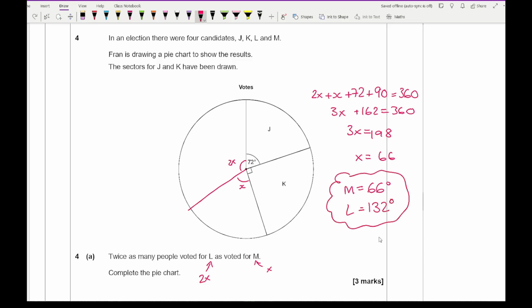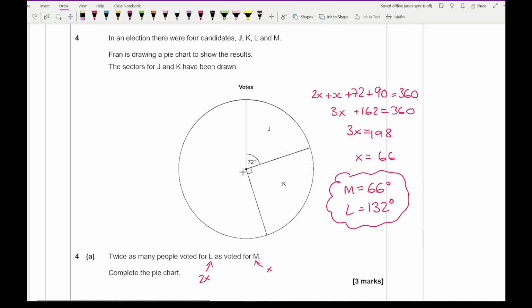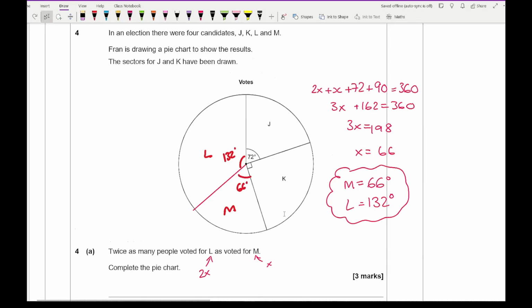So all that's left for me to do is plot that. Again, it's very difficult for me to do this accurately on the screen, but let's just make sure that that is in the center. I would say your line should look something like this, where M is the smaller one and L is the bigger one. And again, if you want to mark what they should be, that should be 132 and that should be 66. It should look something like that.